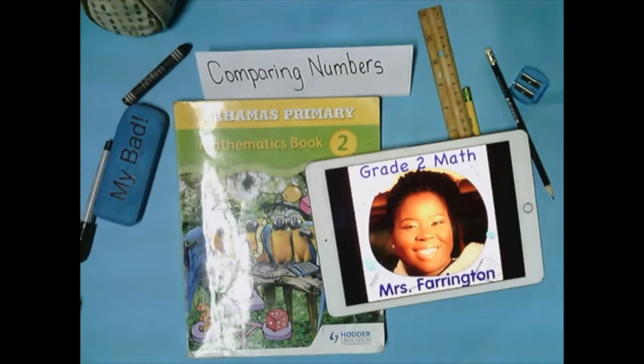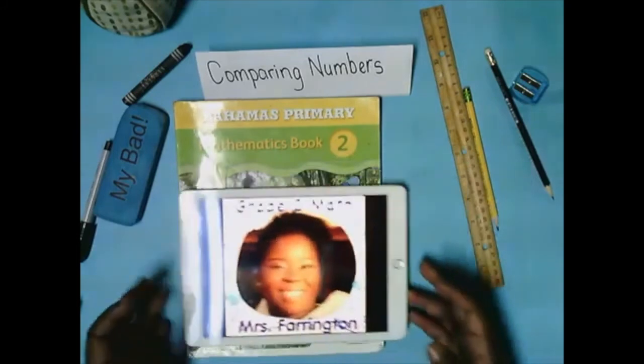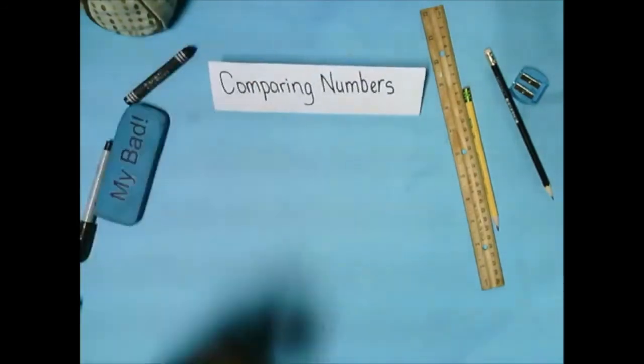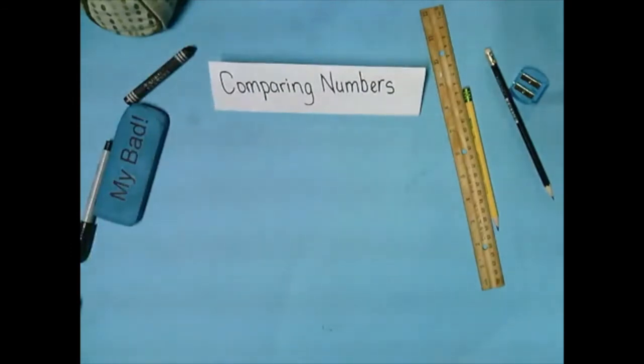Hi, welcome to Grade 2 Math with Mrs. Farrington. Today we're going to be looking at comparing numbers. And we're going to start off with a poem. And this poem is about Al the hungry alligator.